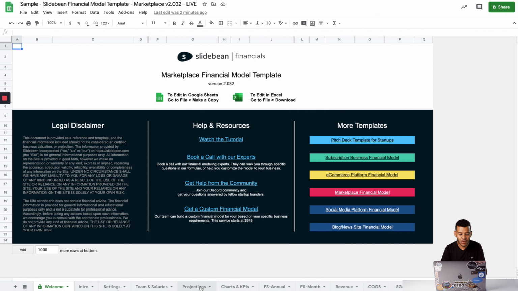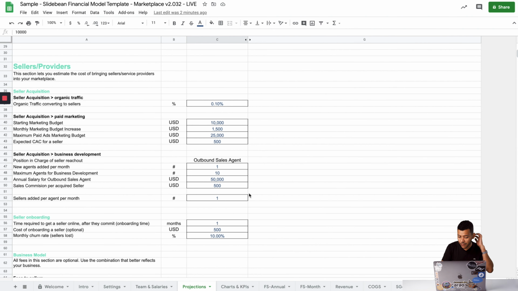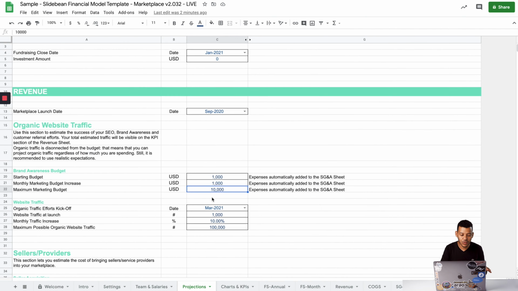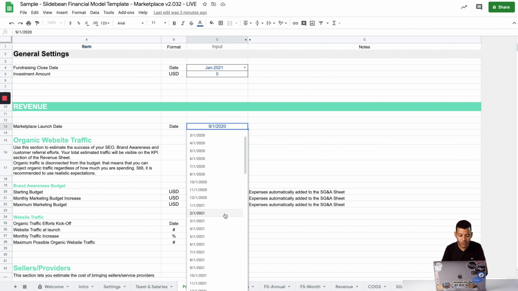So like I said, most of the work is going to happen here in the projections section, where we're going to have the sellers and the buyers. So let me walk you through the variables. Once again, all the other sheets have been covered already in the previous tutorial. All right, so we have a marketplace launch date that you can set to any date in the future. Let's say that this is going to launch in January.